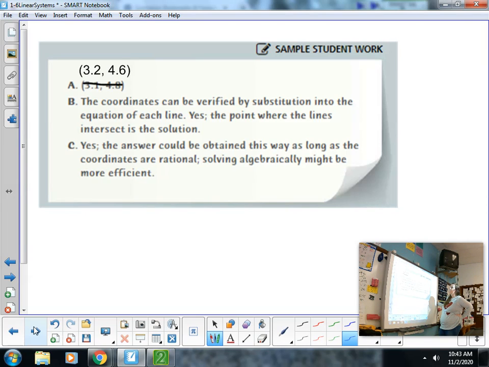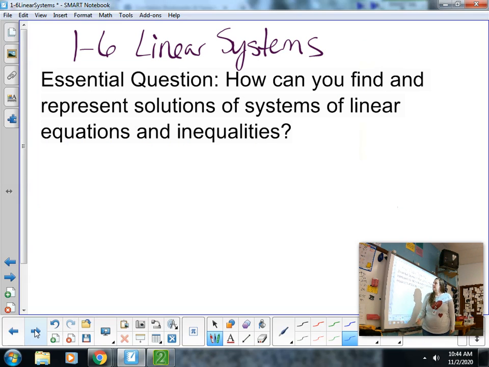And you could do this as long as the answers were rational. Solving algebraically is going to be more efficient because you might not be able to exactly guess where the lines cross. And that's going to be the basis for linear systems.